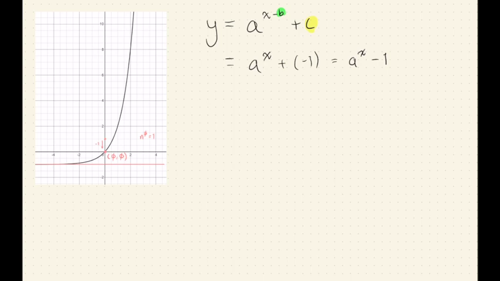Something to the power of 2 is 9. Therefore, this has got to be 3. All right, I've got 3 to the power of x minus 1. All right, let's do another one.